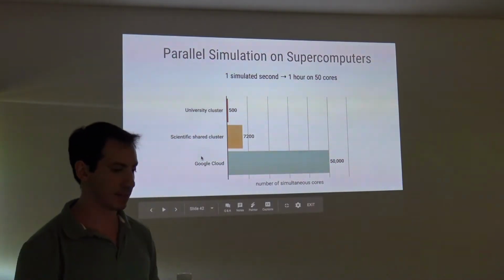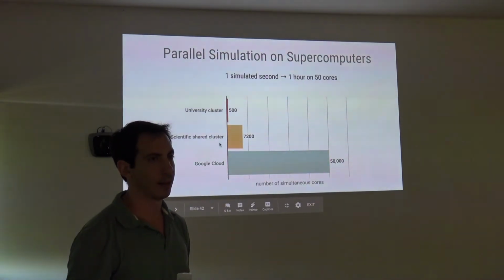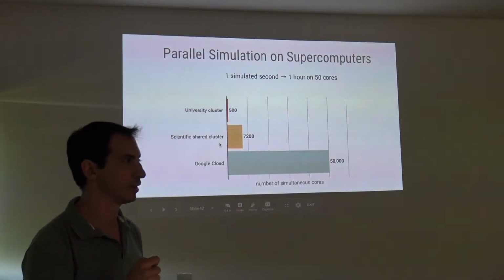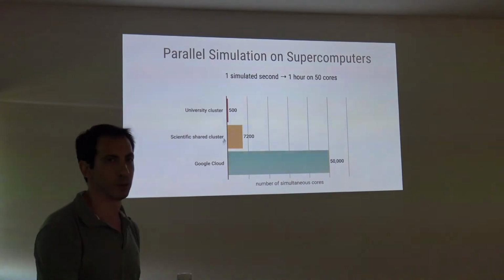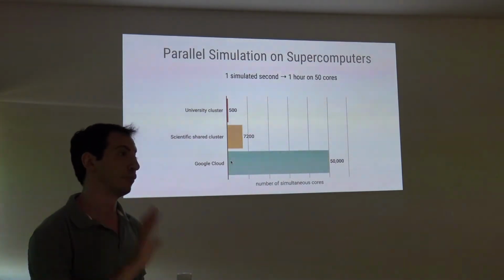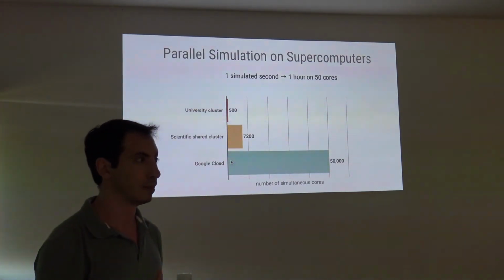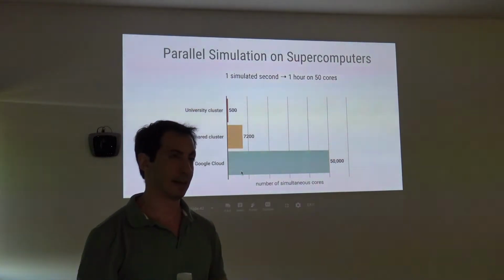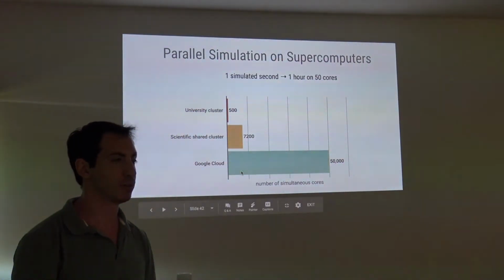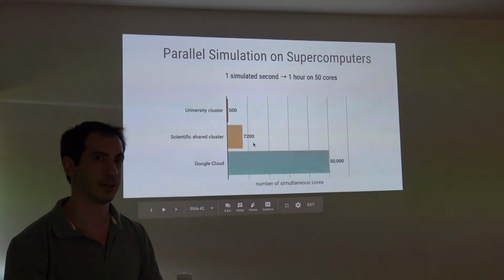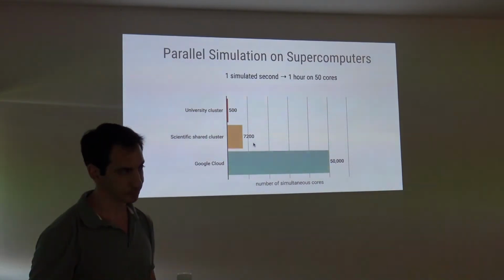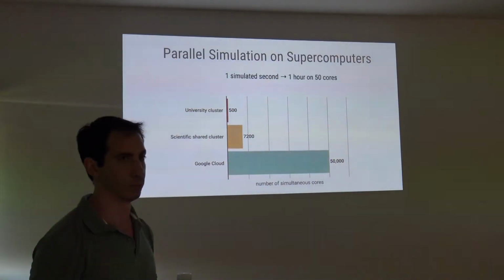And finally, we settled with Google Cloud. So the university afforded to pay for it. And so we're able to run on up to 50,000 cores at the same time. So it was great because in a couple of hours, we can run thousands of these simulations, explore lots of parameters, and then get the results and analyze them. Before, we took maybe a week to do that.